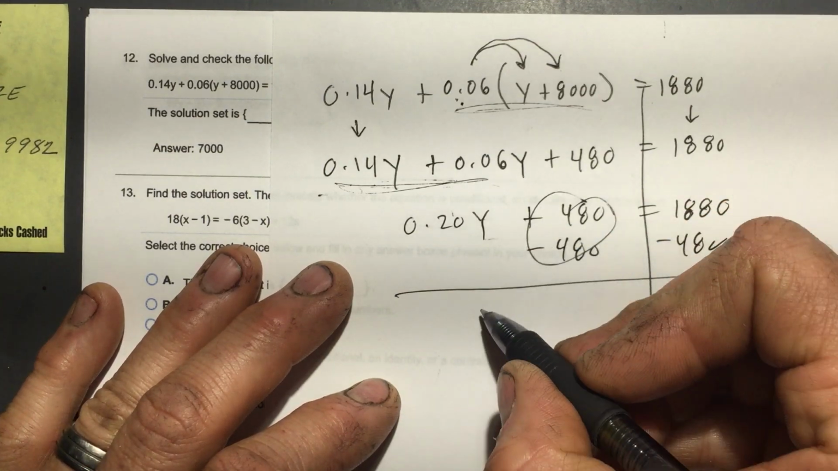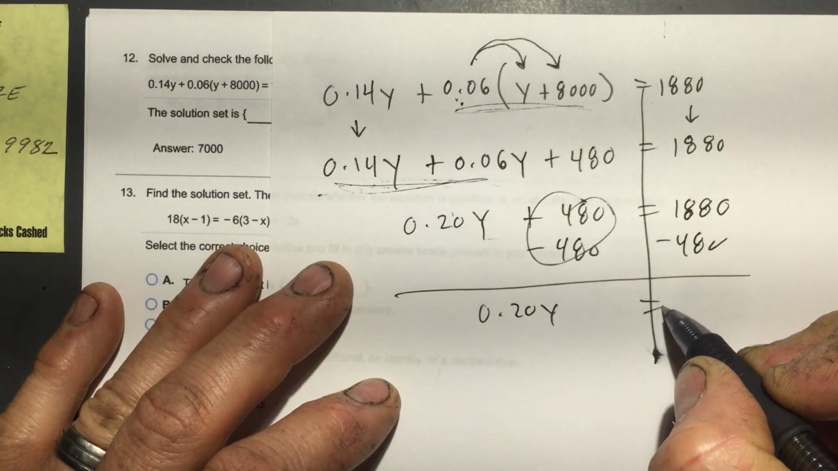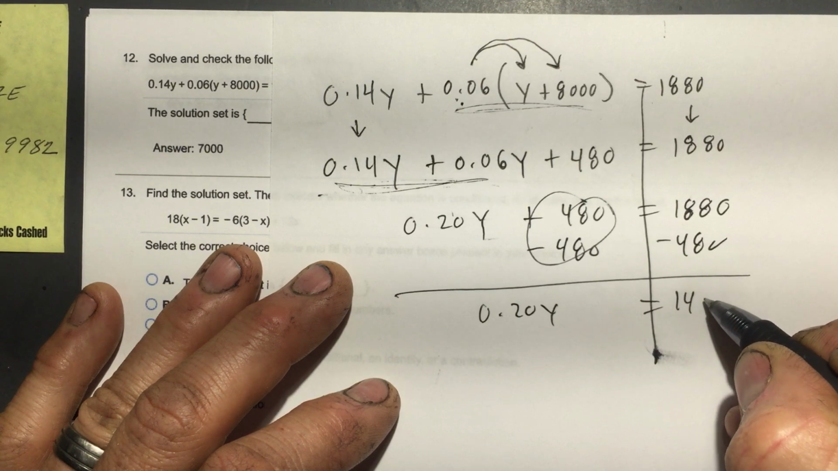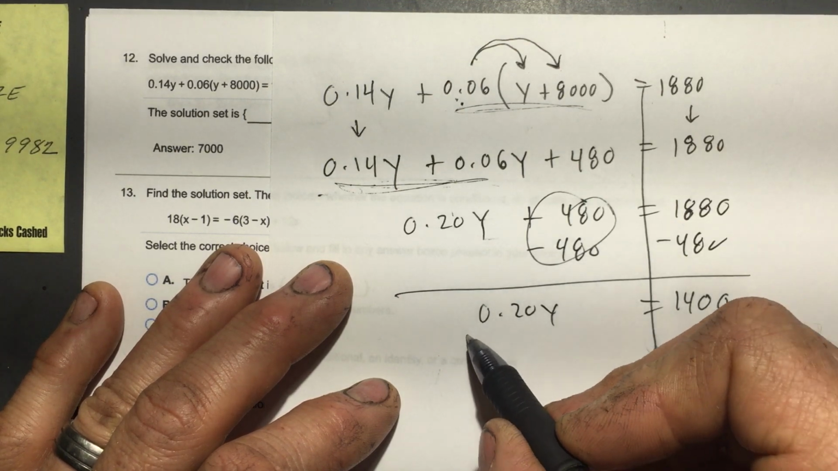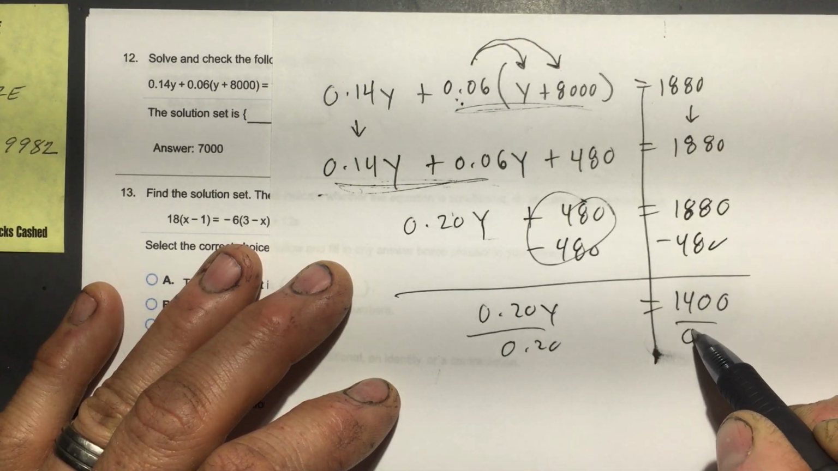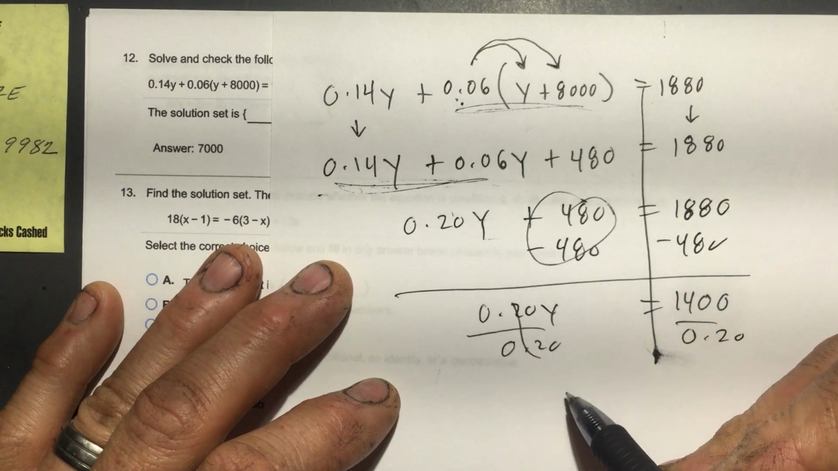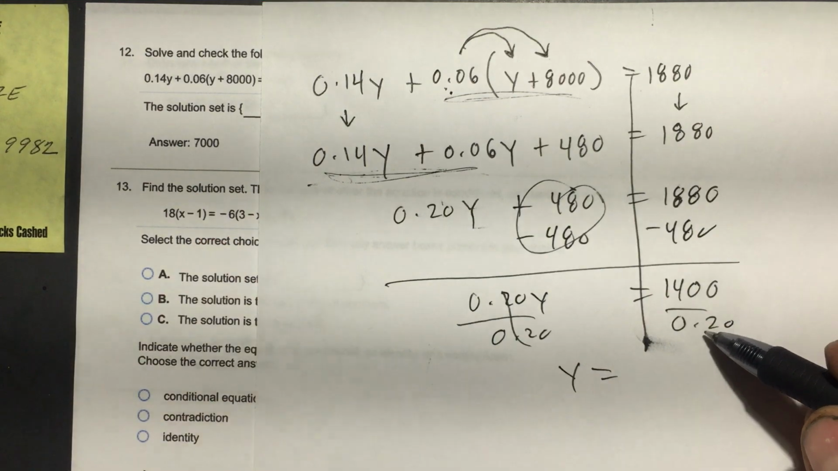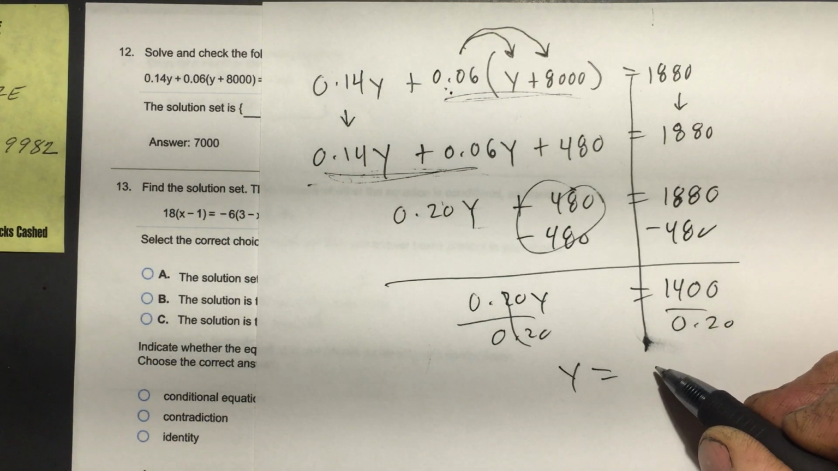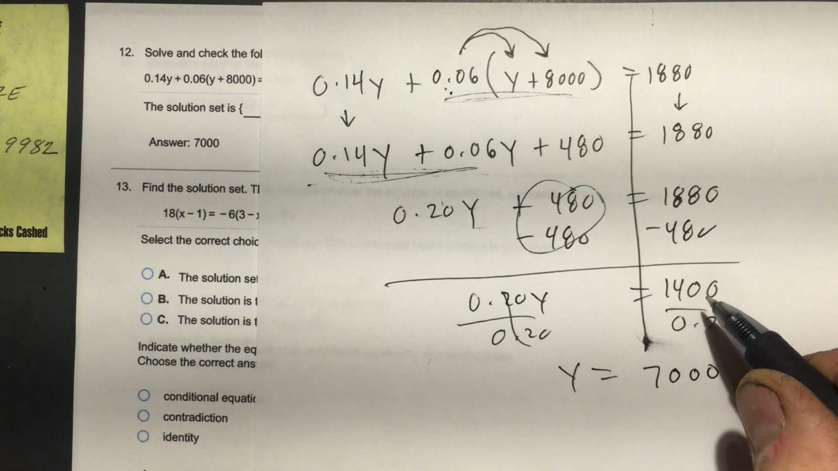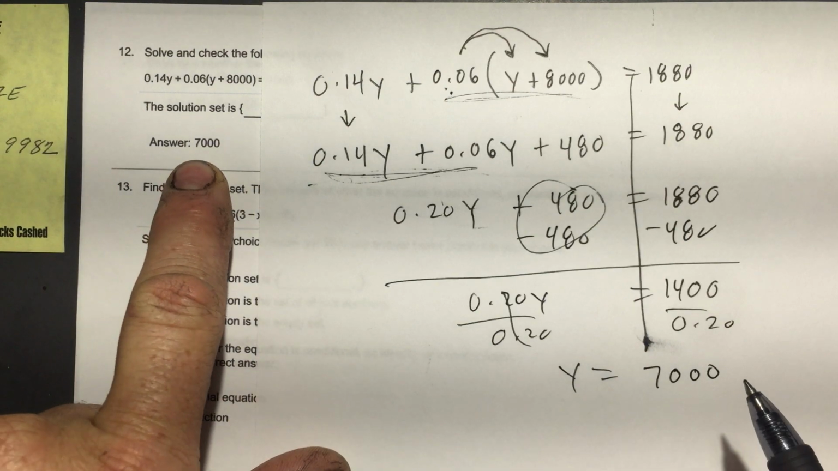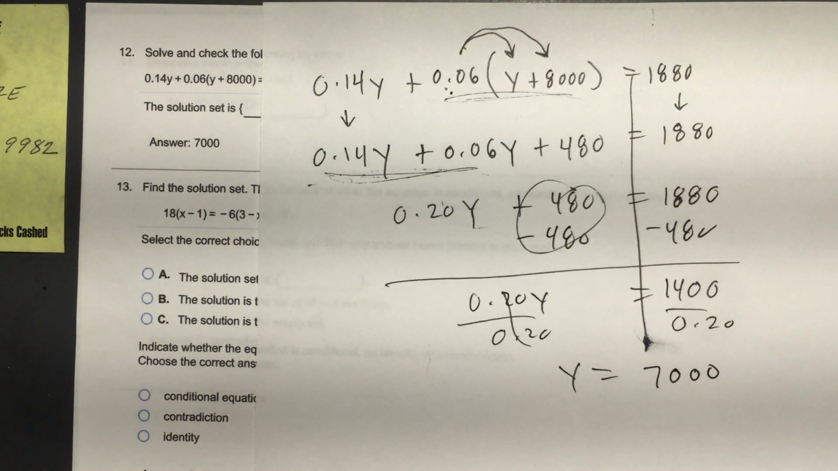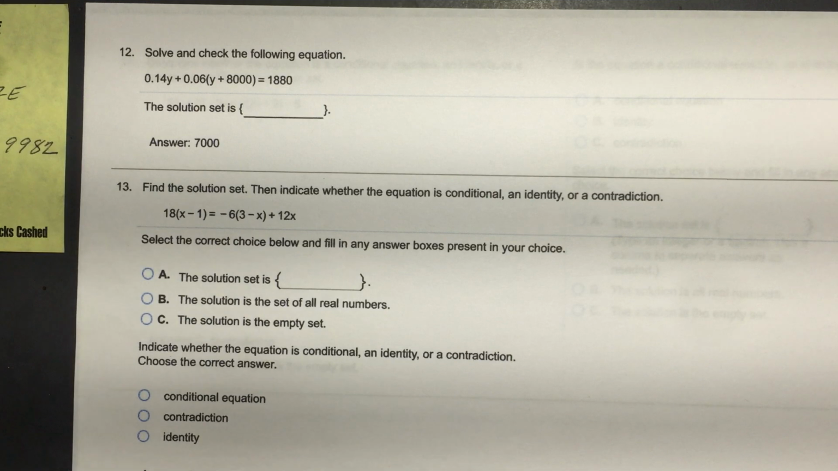480 minus 480 goes away. 0.20y equals, it's going to be, what, 1400? And I divide by 0.20. Those will cancel. Y equals, and this is going to be, let's see here, 7,000, I think. When I divide this, 7,000, that's what the answer is supposed to be, so we're in good shape. Okay.